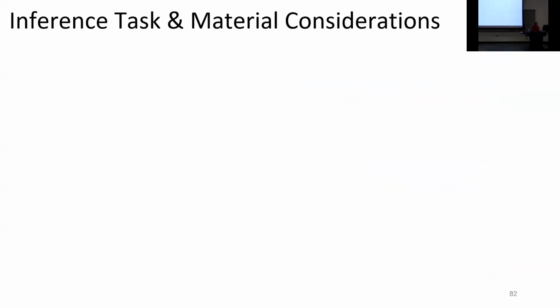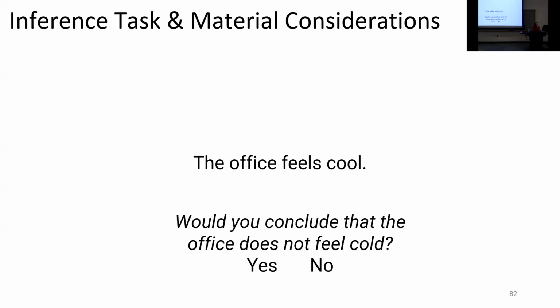So let's run through our inference task setup. Our participants are going to hear a sentence like, the office feels cool. And they're going to be asked whether they conclude that the office does not feel cold. So we're asking them if they made the scalar inference and negated the higher scale mate, if they interpreted the sentence that way. And we ask that question when cool has a rise, fall, rise contour, and also when cool has just a falling contour.